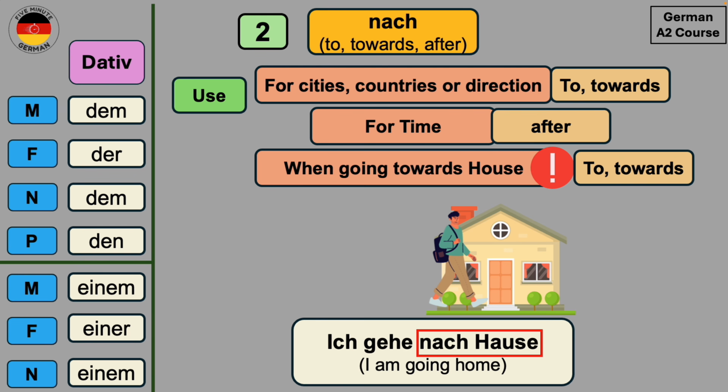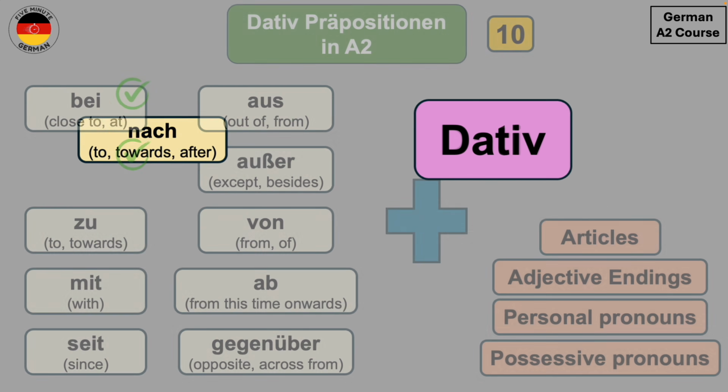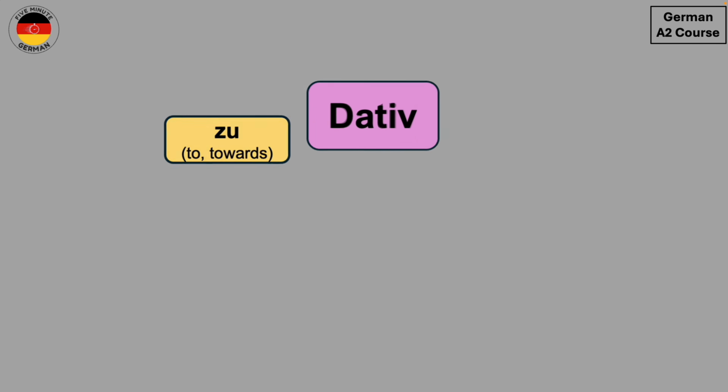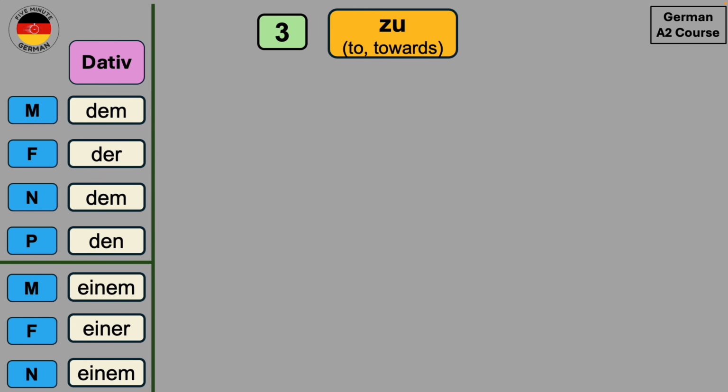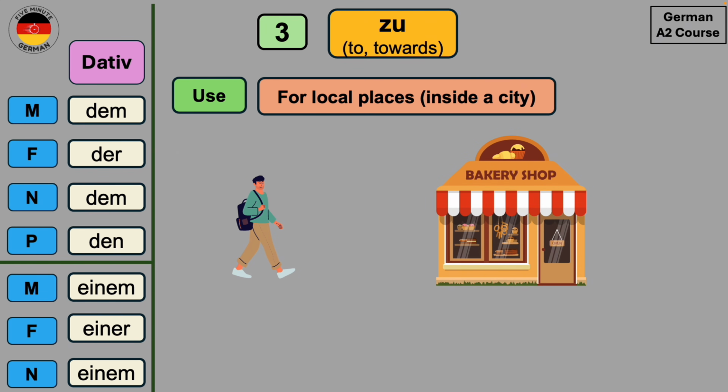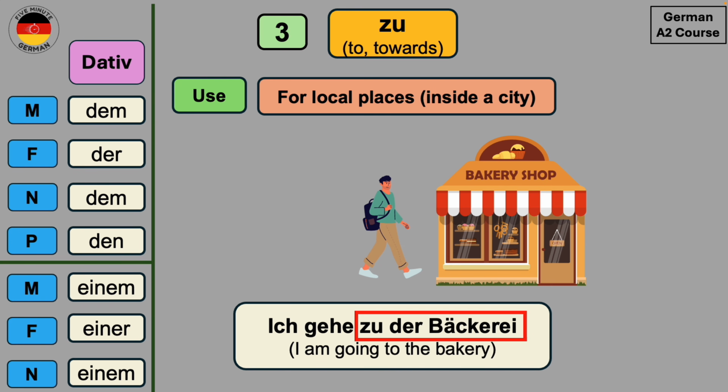Ich gehe nach Hause. So this was the preposition nach and its different uses. Now let's take a look at zu, which also has a similar meaning, which is to or towards. However, the difference is that we use zu for local places which are inside a city, such as if I am going to a bakery shop which is inside my city, then I will not say ich gehe nach der Bäckerei, rather I will say ich gehe zu der Bäckerei.